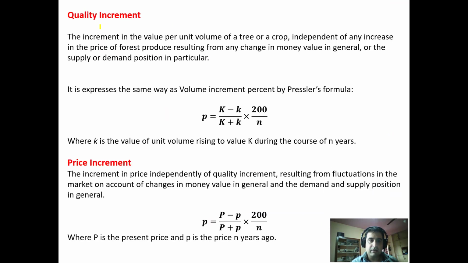And increment can also be represented by using Pressler's formula the same way, the current quality and the preceding quality into 200 upon n, and it can also be represented in terms of price, that is the current price and the preceding price, with the same formula of Pressler. So that is all about increment percent and Schneider's formula. Thank you.